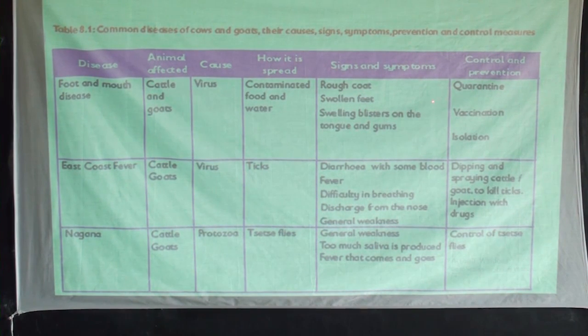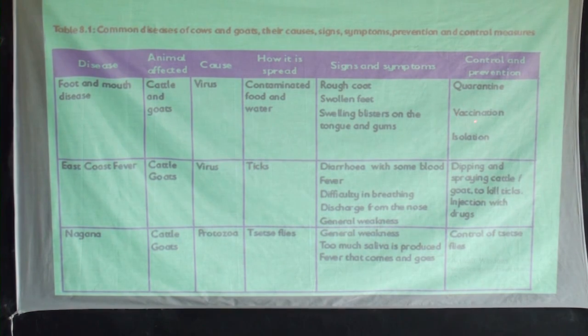When we come to prevention, we can talk of quarantine. This simply means keeping sick animals separate from those that are not sick. So you put them in separate rooms. The word quarantine has become very common these days. It's a measure that can help us to prevent and control communicable disease.